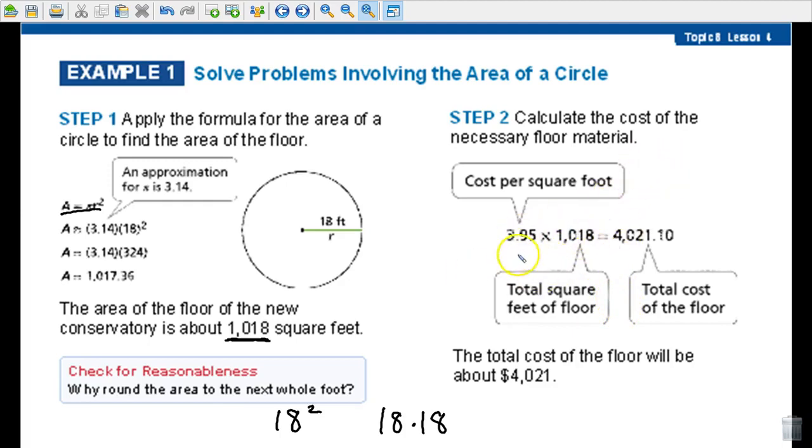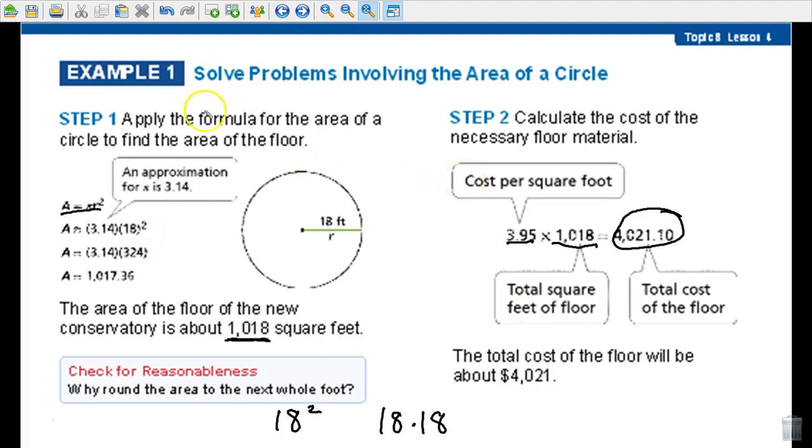So you do 3.95, which is the cost of every square foot, times the amount of square feet we have, and the total cost of the floor will be about $4,021. It'll be 4,021.10, but it's just about 4,021.